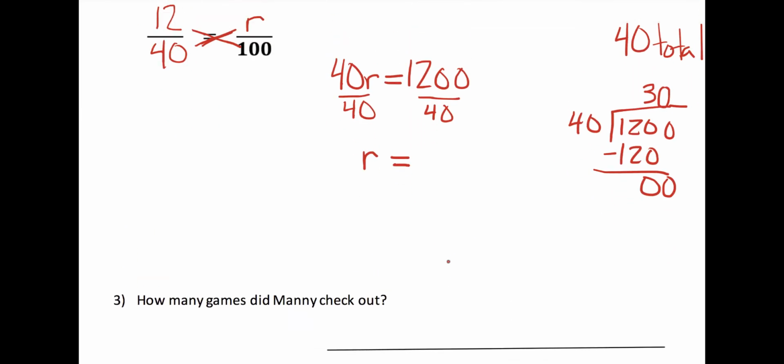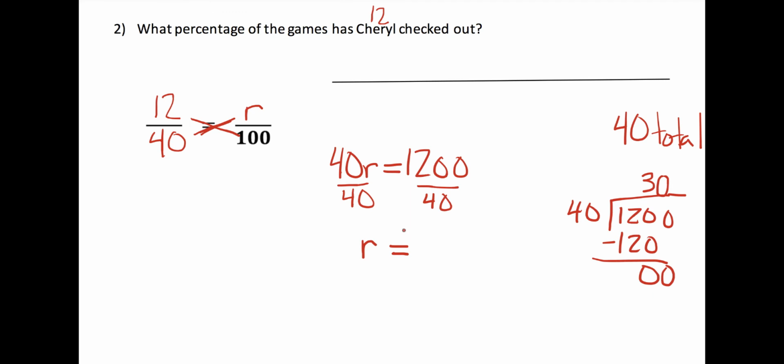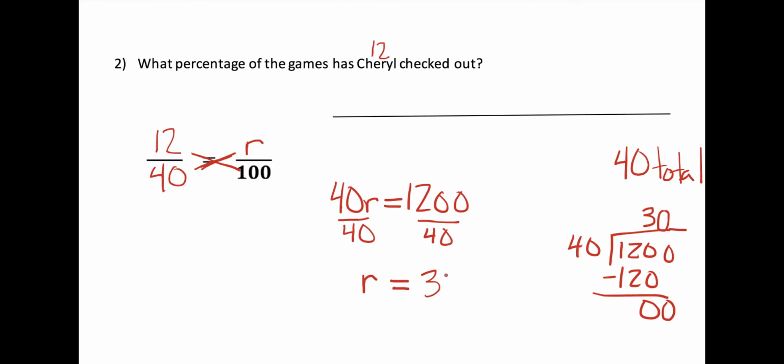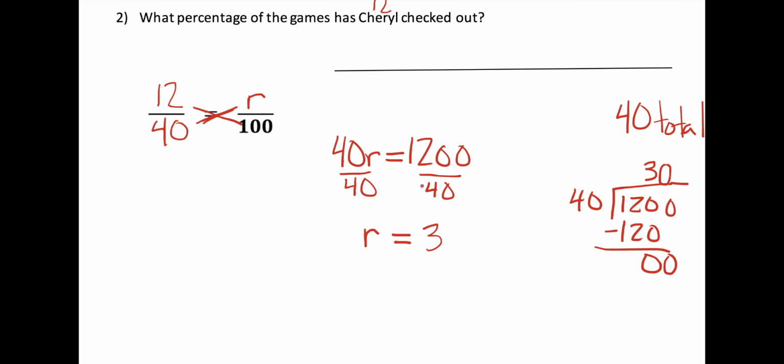R, let me readjust, sorry about that. R is equal to 30, okay? R is equal, sorry, I'm pressing something on my stylus that is making it difficult to write. There we go. So R is equal to 30. That means that Cheryl, let's write it here, Cheryl checked out 30% of the games. 30% of the games, okay?